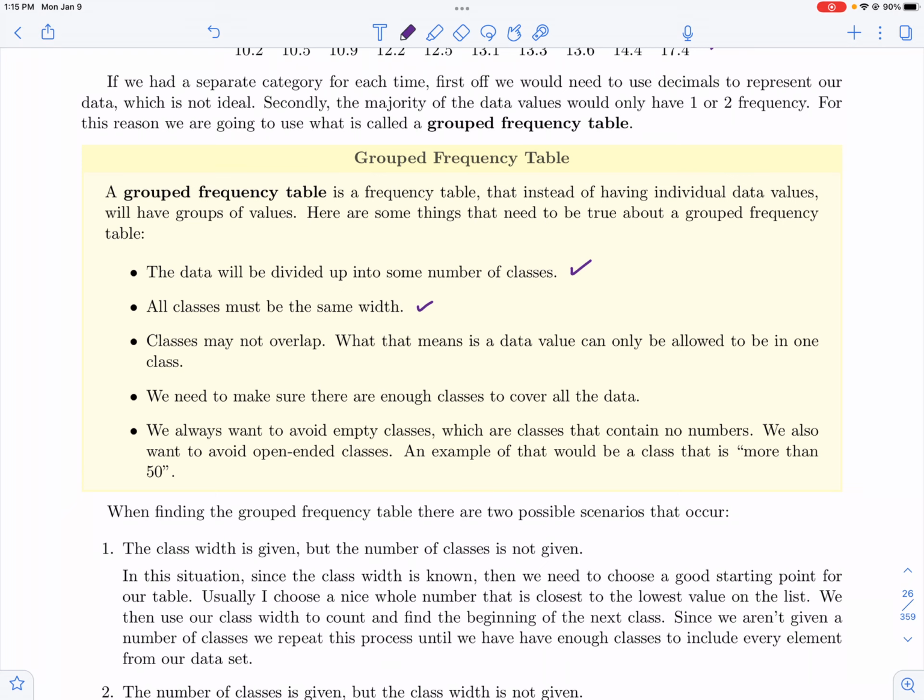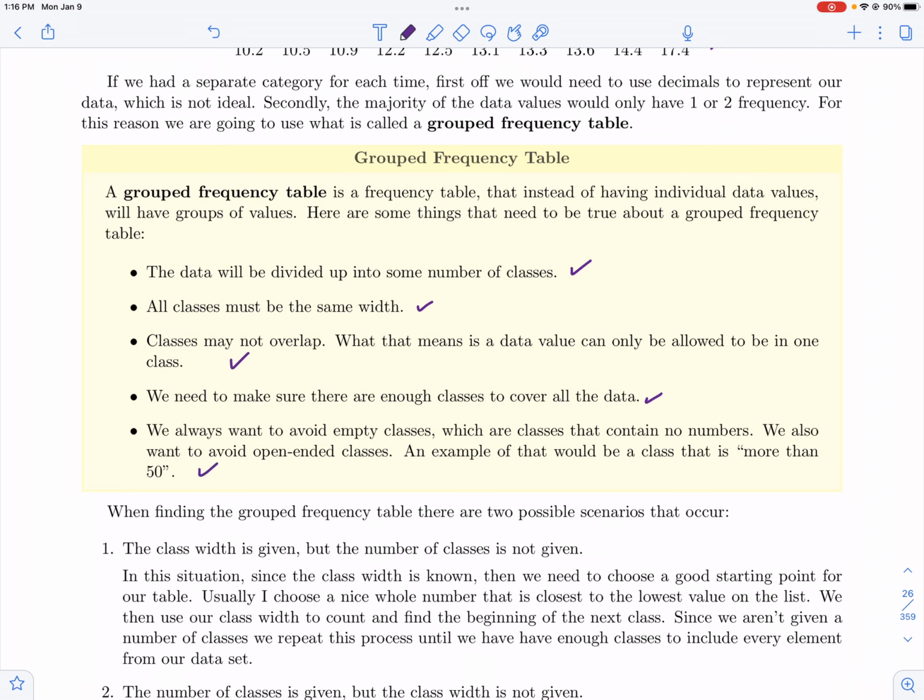I'll show you how that works when I actually lay out my frequency distribution. Again, we want to make sure there are enough classes to cover all the data, so we don't have numbers left over on our list that don't fit anywhere. That wouldn't be good. And if at all possible, we always want to try to avoid empty classes.